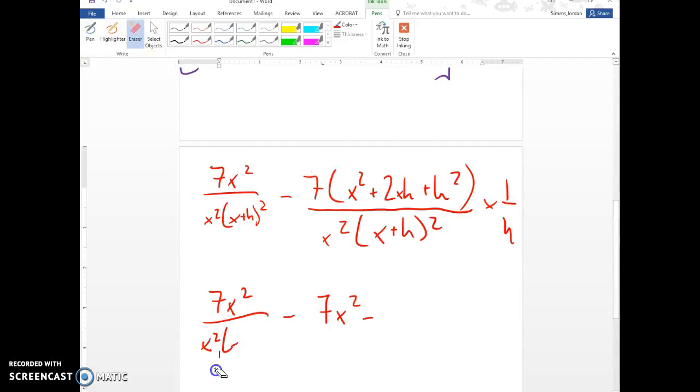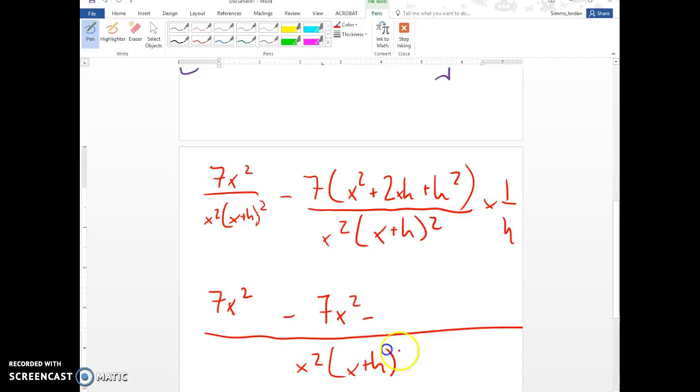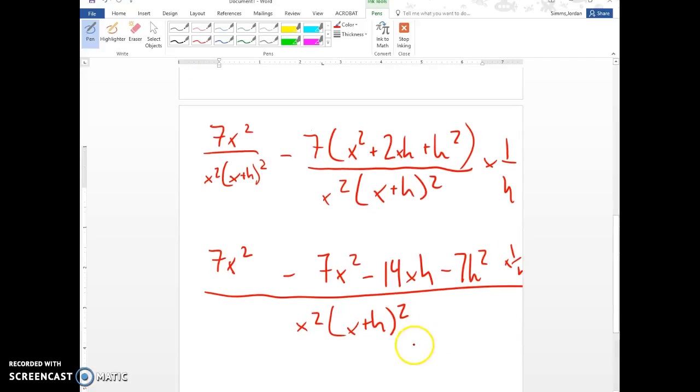So all this I'm just going to put all over one common denominator. Hope you follow me on that one there, buddy. I'm just skipping a step just to make it easy on myself. So we're going to have negative 7x squared, negative 14xh, and then negative 7h squared. And that's all still times 1 over h over here.